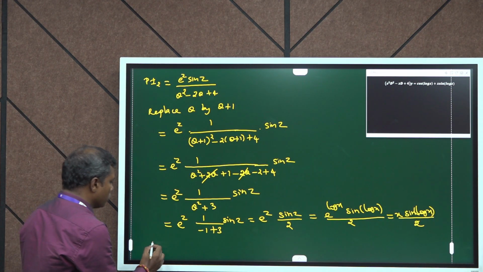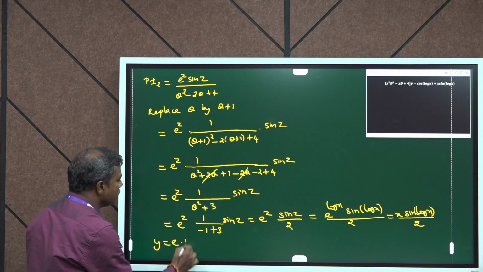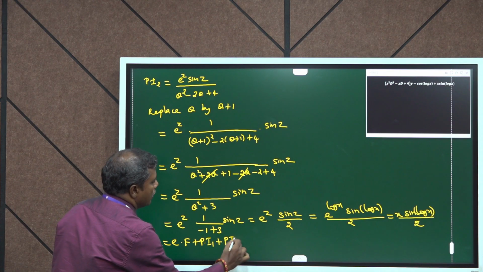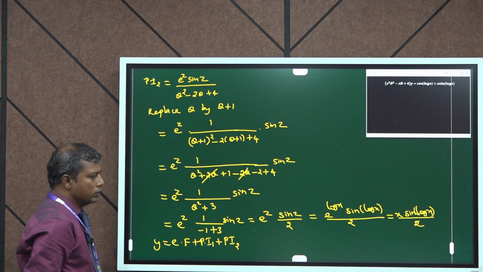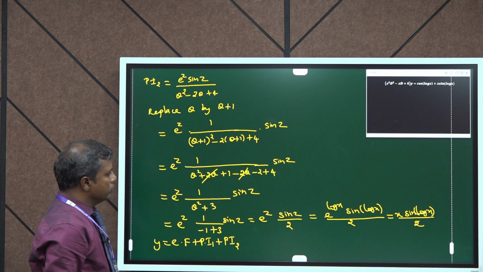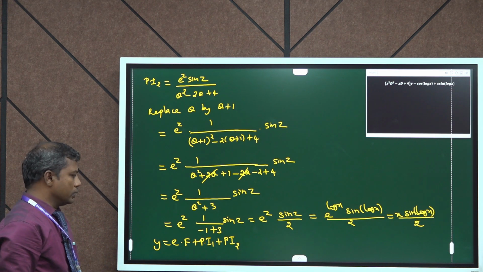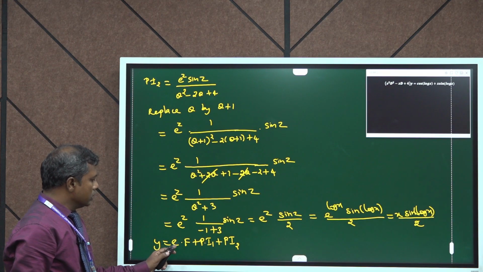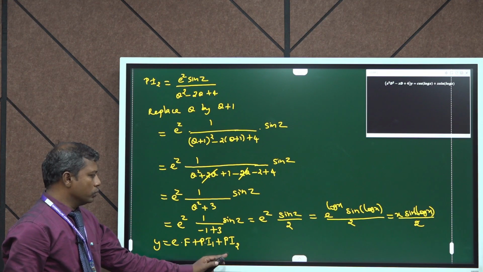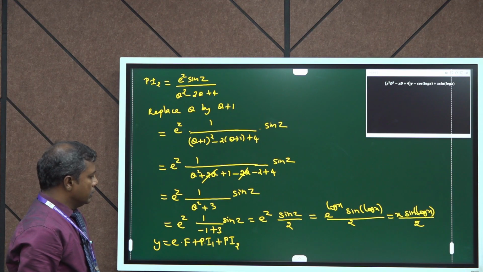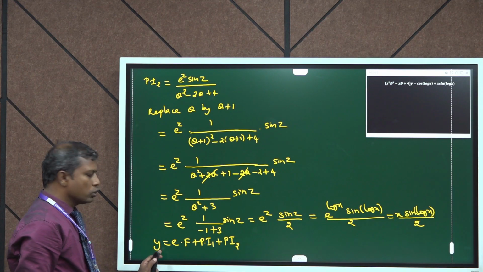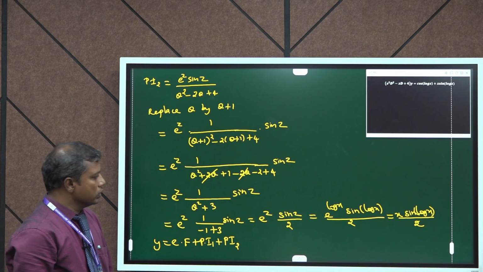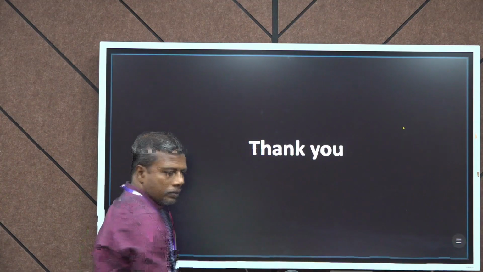So the final general solution is y equals CF plus PI1 plus PI2. We have to add all those terms, and then we will get the general solution. Already we have CF, PI1 and PI2, you just add these three terms, and we will get the general solution of y. So this is the final solution. Thank you.